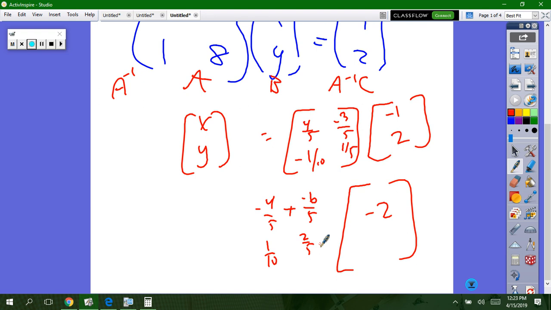And I'm going to add them, so that's 1/10 plus 4/10, which is 5/10, which is 1/2. So x is -2, y is 1/2. So it allowed us to solve a matrix equation. Now, to be honest with you, that took a lot longer than just elimination, right? But it's still a cool way to learn how to solve for x.